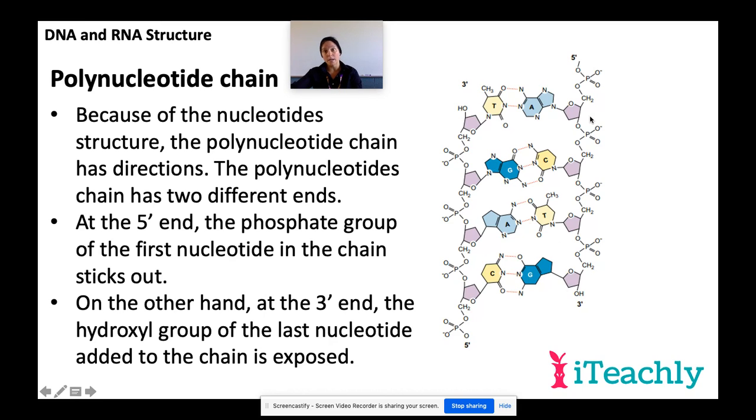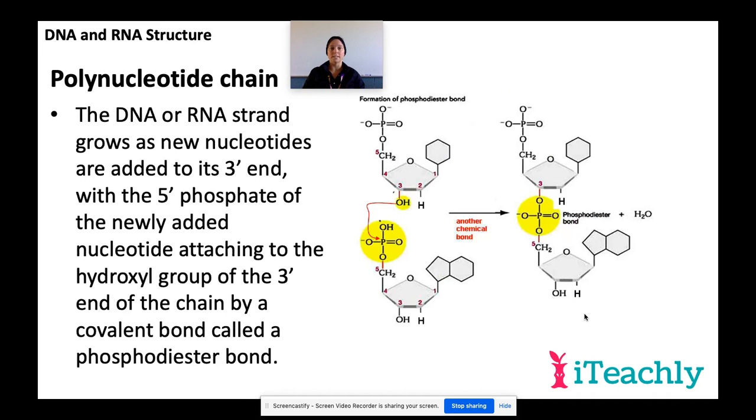And then on this side, notice it's in the other direction. The 5, that carbon hanging out by itself, is right here. Then this is 4 and this is 3. So this side of the strand is called the 5 to 3 strand. Because one side of the molecule is facing this direction and the other is facing this, we call this anti-parallel. So the structure of DNA is anti-parallel.